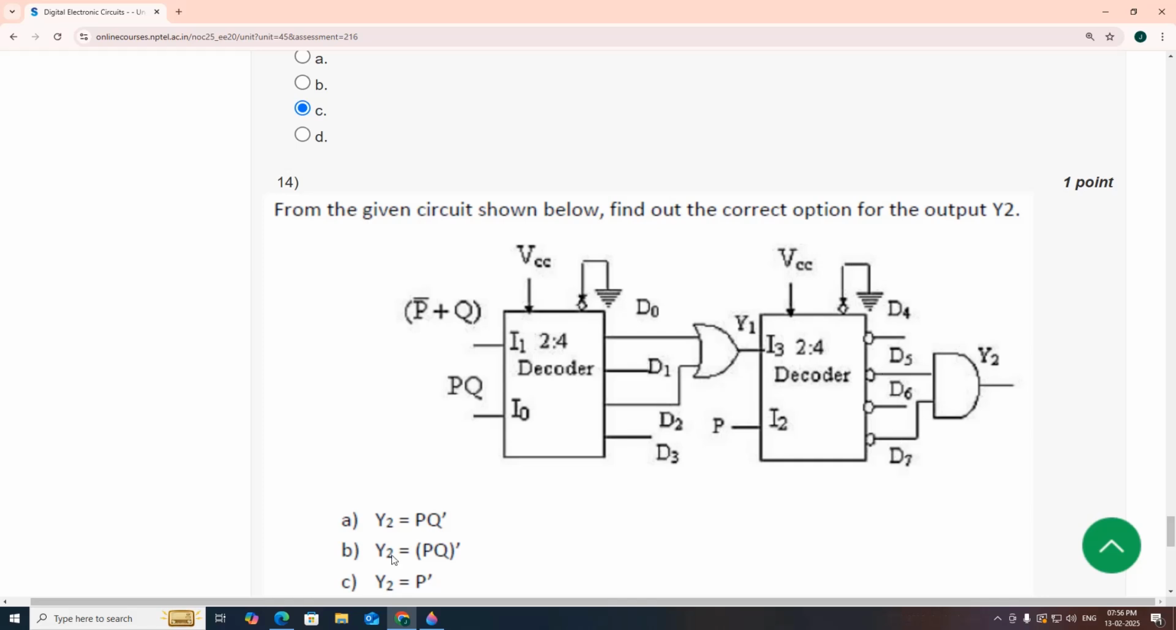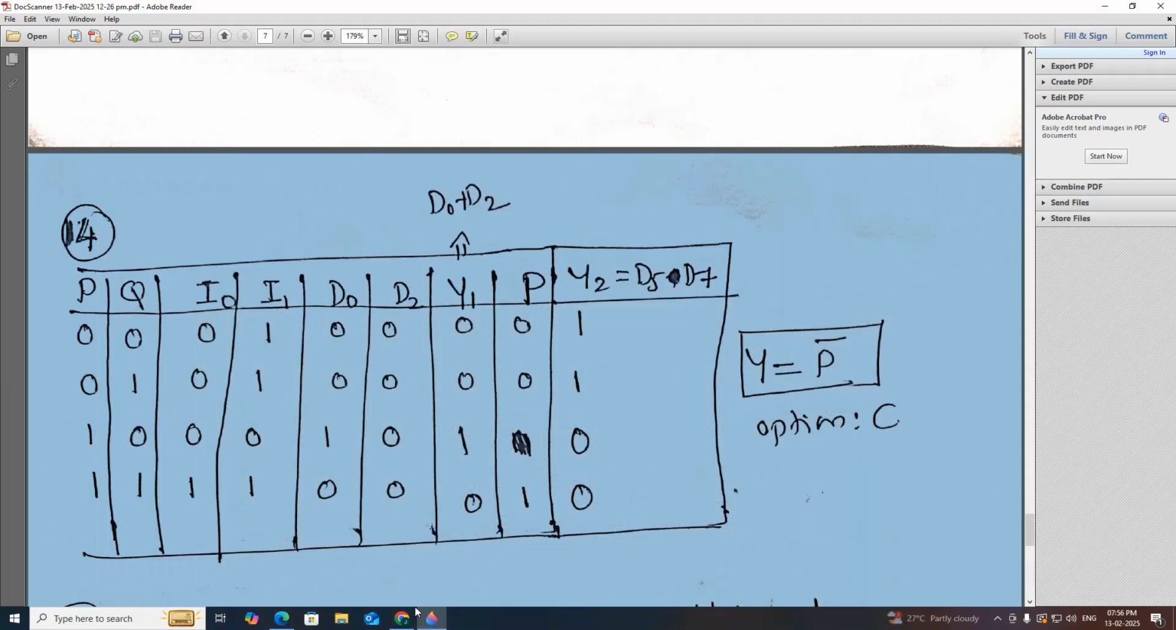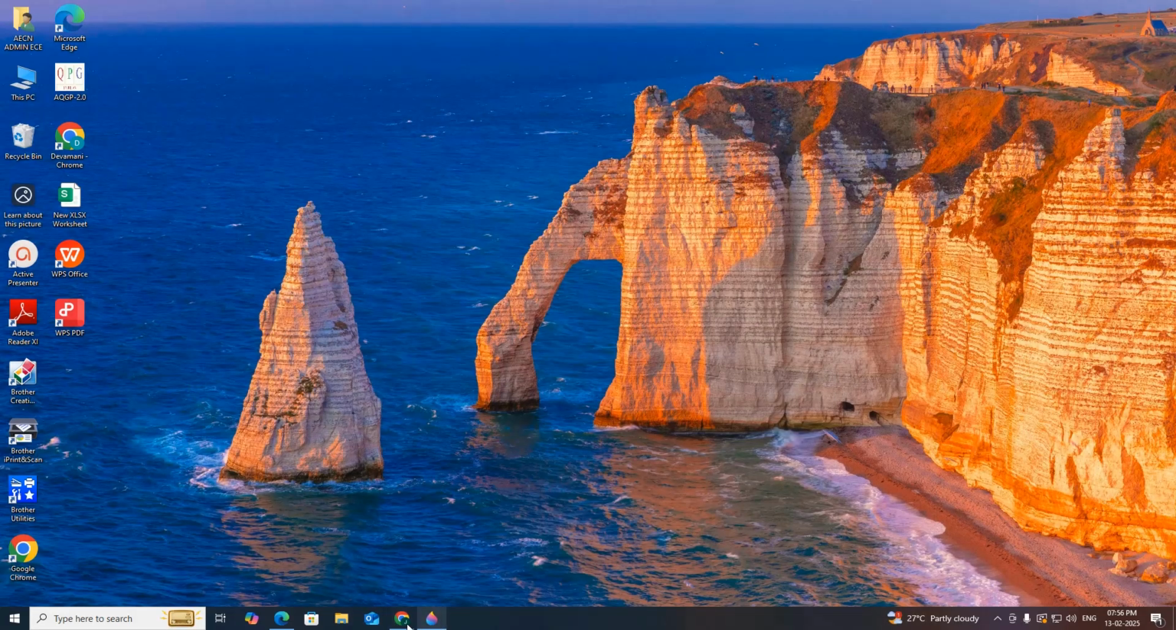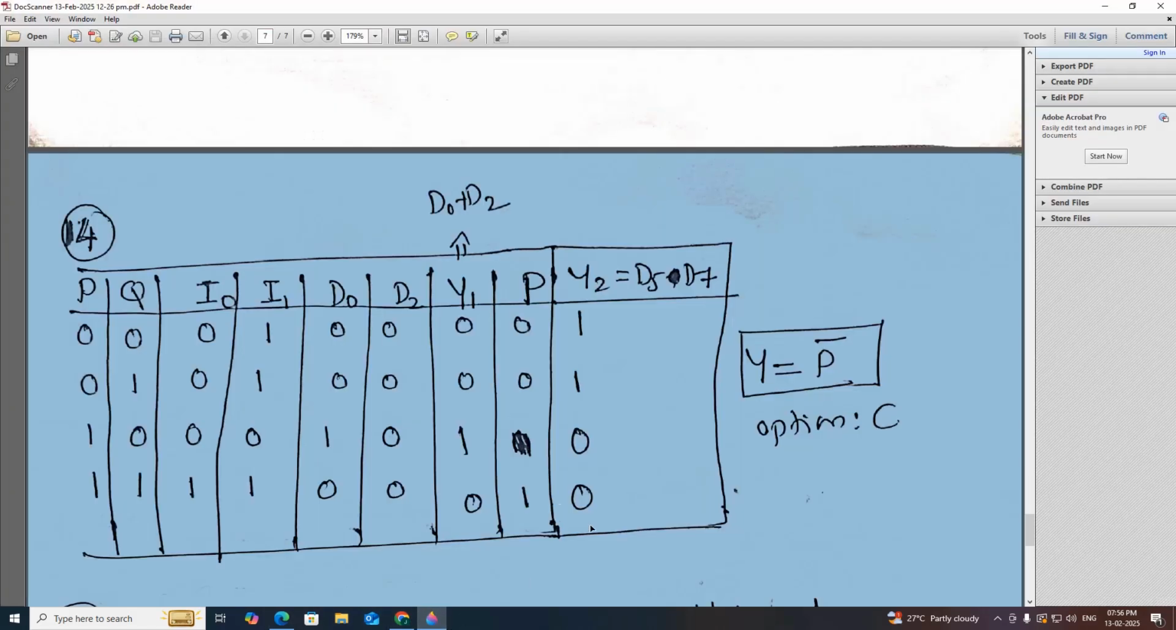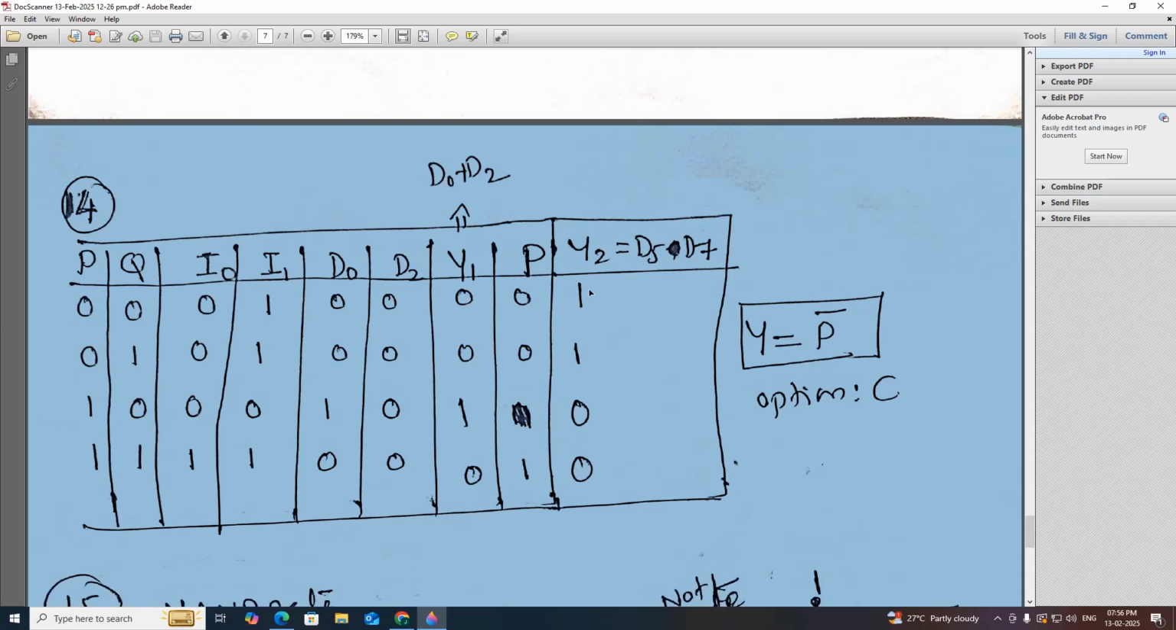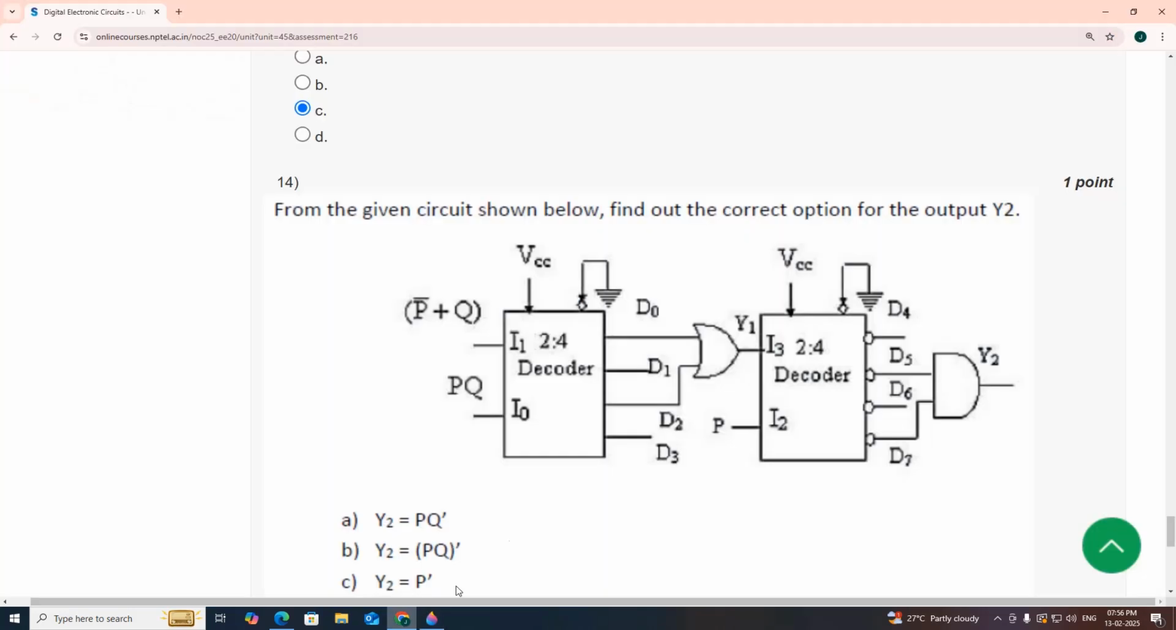For 0 1, this is 0 and this is 1. So what will be selected? d5. d5 will be 0. All others are 1: d4 equal to 1, d6 equal to 1, d7 equal to 1. Because d5 is equal to 0, your output equals 0. So now if you compare output with p, this is 0, this is 1, this is 0, this is 1, this is 1, this is 0, this is 1, this is 0. So y equal to p bar. Option C.